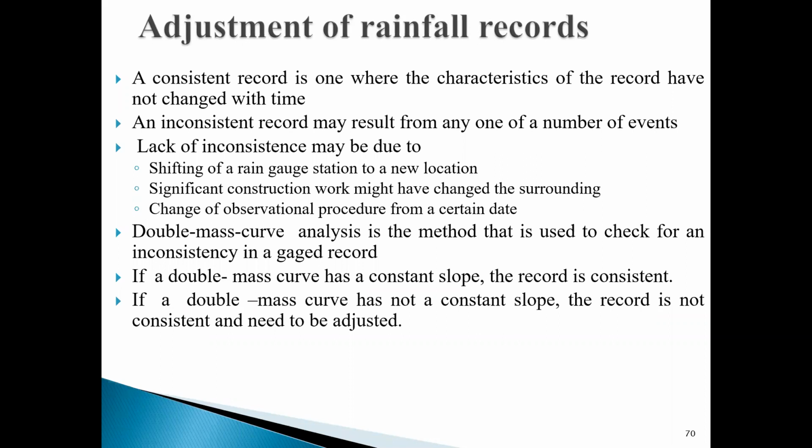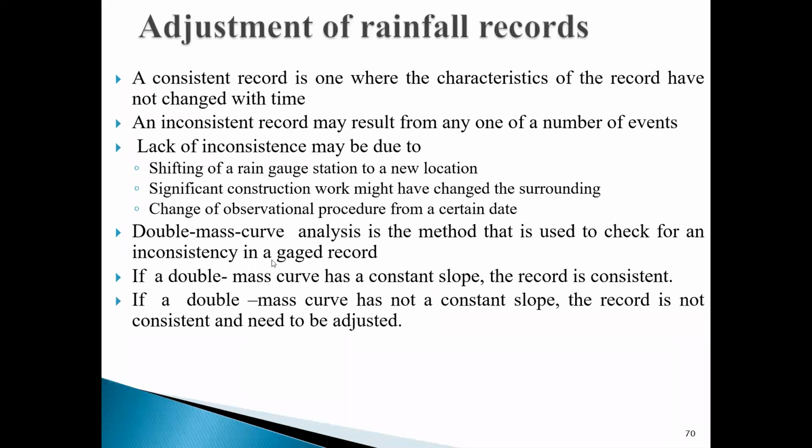Regime. This change in regime is nothing but a change in the surrounding environment at that particular rain gauge station, which has deviated from the consistency of the rainfall record with respect to time. So this can be adjusted by double mass curve analysis. The double mass curve analysis is a method that is used to check for an inconsistency in a gauge record.